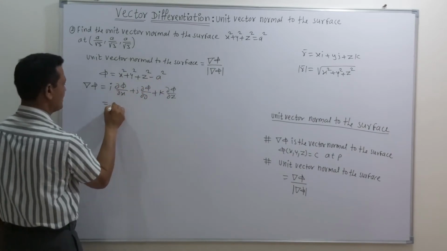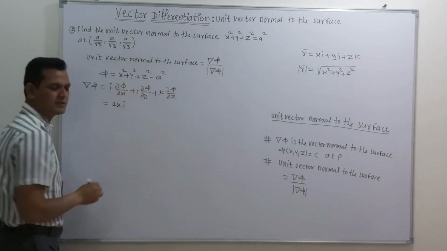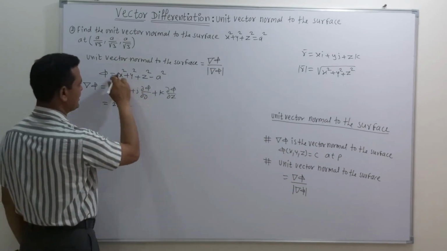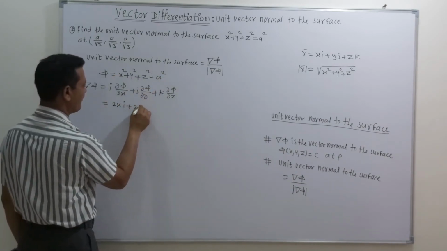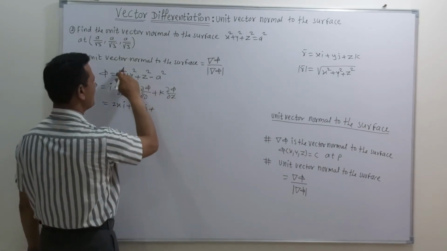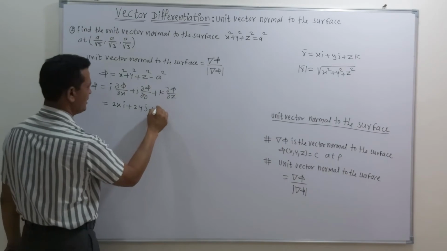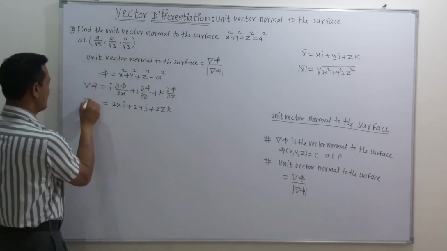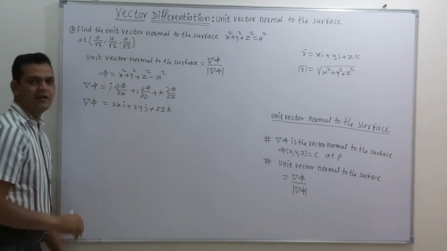So take the partial derivative of this term with respect to x. The derivative of x square is 2x. Other terms are constant for partial derivative with respect to x. Plus take the derivative of this term with respect to y. The derivative of y square is 2y into j. Plus take the derivative with respect to z. The derivative of z square is 2z into k. So this is the value of gradient of phi or del phi.